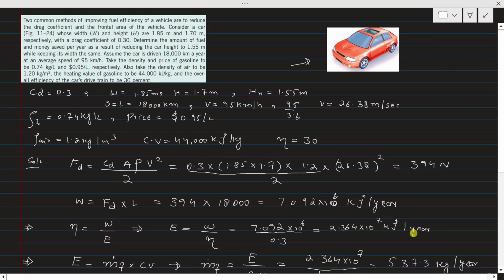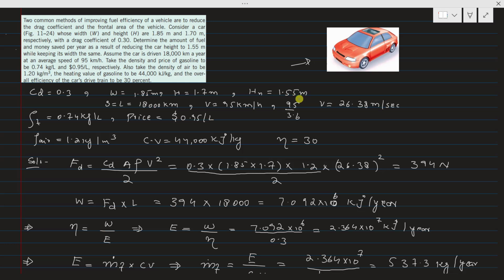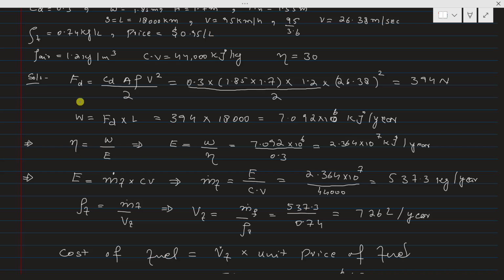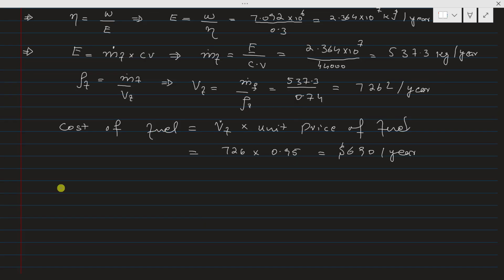Now in the second case we reduce the height of the vehicles up to 1.55 meter. So by reducing the height of the vehicles we are basically reducing the frontal area. So after doing so it will reduce our drag force. By reducing the drag force, less work will be done by the vehicle, so it will use less fuel. So less fuel use means you will save energy, you will save money. Reduction in fuel, we need to find the reduction ratio.